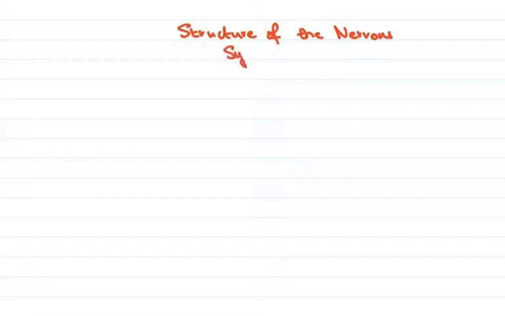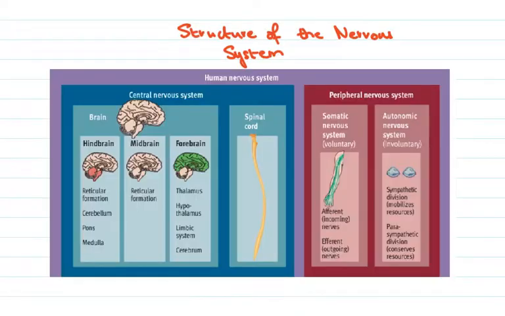Right, so now what we're going to talk about is the structure of the nervous system. See, the human nervous system is divided into what is called the central nervous system, which is right here, and what is termed the peripheral nervous system, which is what you see here.